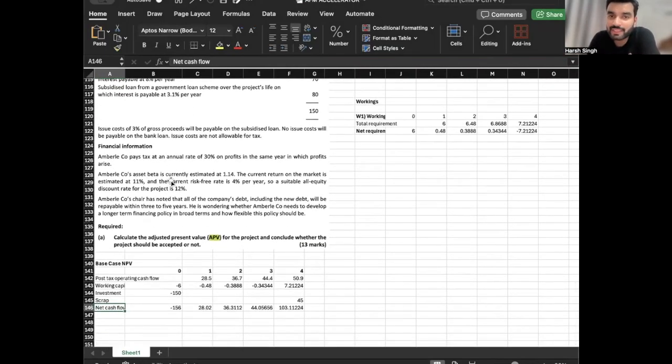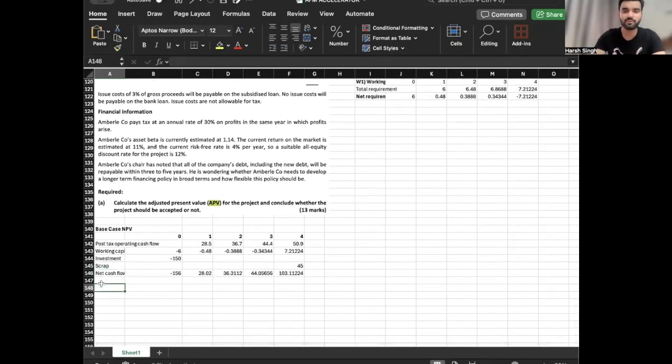Amberle's asset beta is currently estimated. Asset beta is given, then it's good. We can directly find out CAPM. 1.14. The current rate on the market is 11 and the risk-free rate is given as 4. So a suitable all equity finance. Important point. We have to consider all equity finance and that is directly given as 12%. So guys, we are not going to calculate that over here. Otherwise, we would have to calculate it as well. We will not calculate it in this question, but otherwise we would have to calculate.